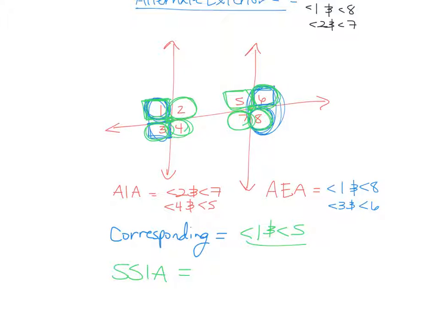SSIA is how I sometimes shorten that. So on the same side of the transversal, which one's my transversal right now? The vertical or the horizontal? Horizontal, right? So here's my transversal. I want angles that are on the same side of that, so both on top or both on bottom, and inside the lines. 2 and what? 2 and 5, or 4 and 7.